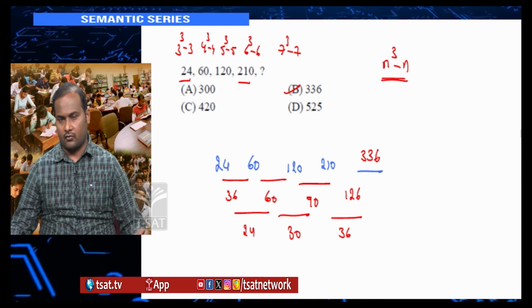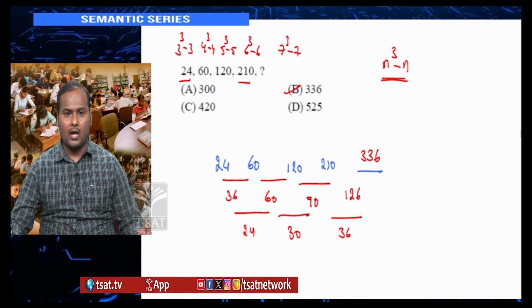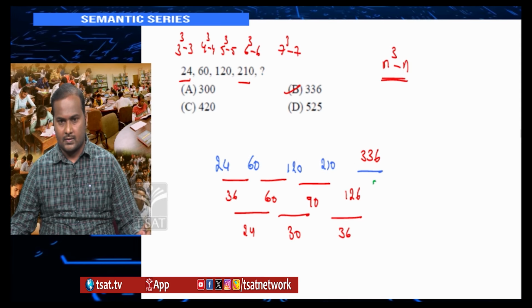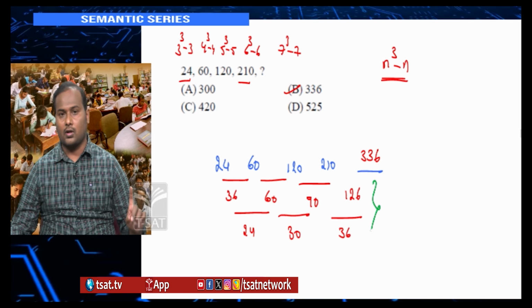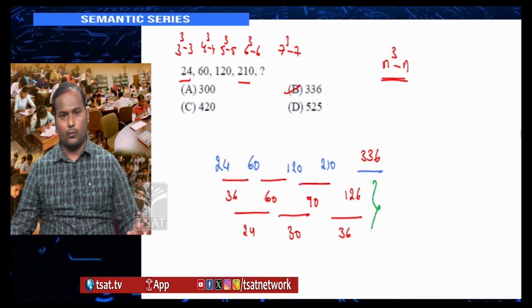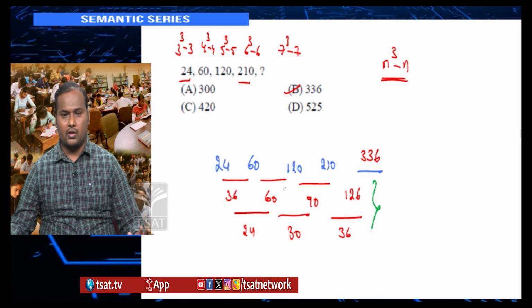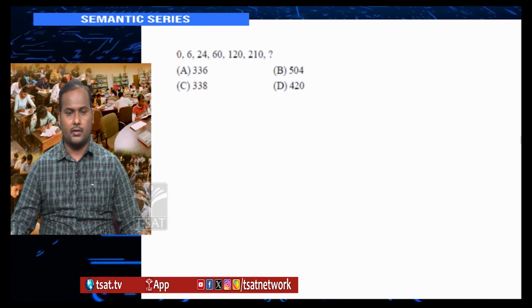So what I can observe from this is, whenever the question is in cube format, you have to take the double difference. You have to take the difference twice. Whenever the question is in square format, if you take the difference one time also, you will get the answer. But whenever the question is in the cube format, you need to take two differences, then you will get the answer easily.